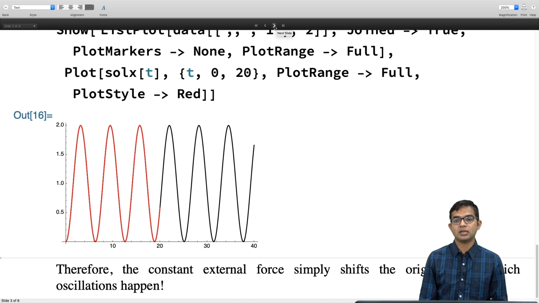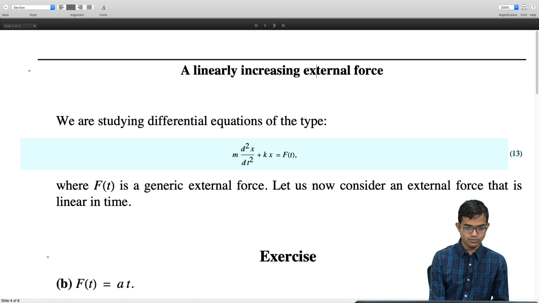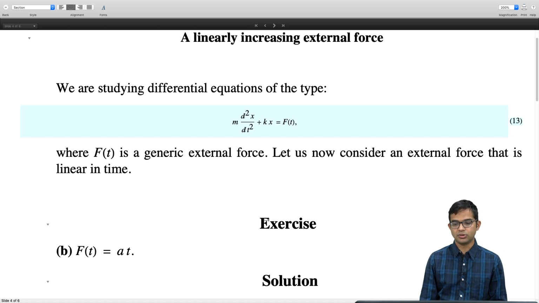So the most natural function that comes to mind of this kind is a linearly increasing external force. So we are studying this differential equation, and now we take f of t to be some constant times t. I have chosen that constant to be a. It's not to be confused with acceleration. A is just a parameter of your system that you can vary.